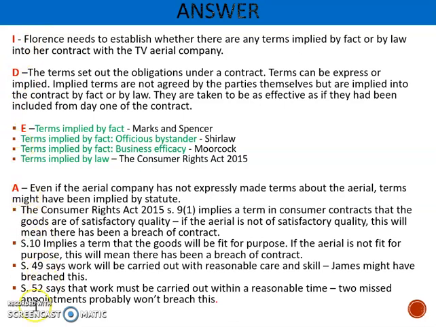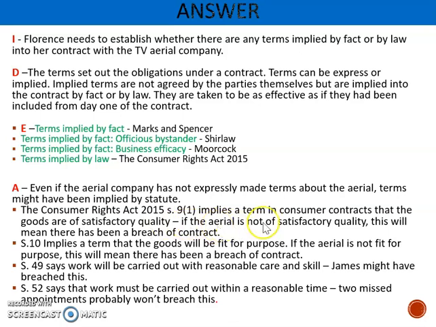In terms of application then, mine's very bullet pointy. Remember, in the exam, you're going to write in full sentences, explaining yourself clearly. This is just so that it would all fit on one slide. So what I've said is, even if the aerial company has not expressly made terms about the aerial, terms might have been implied by statute. Consumer Rights Act section 9.1 implies a term that the goods are of satisfactory quality. And it said in the scenario, even though it had been properly installed, it still didn't really work.